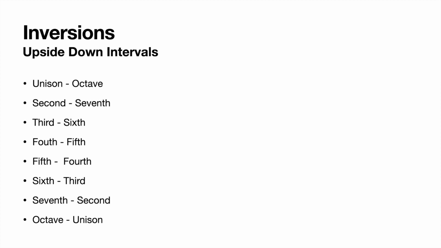Thirds become sixths, fourths become fifths, fifths become fourths. Little side note there, there's a reason why we call them perfect unisons, perfect fourths, perfect fifths. It has to do with tuning, and sort of why we have the 1-4-5 as a sort of a foundation of Western harmony. Moving on. Sixths become thirds, sevenths become seconds, octaves become unisons. All right.